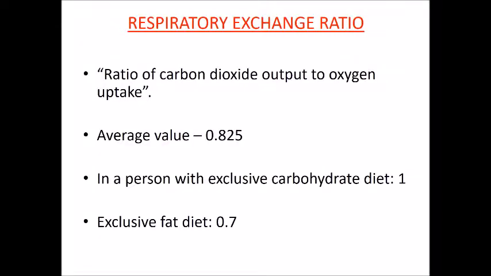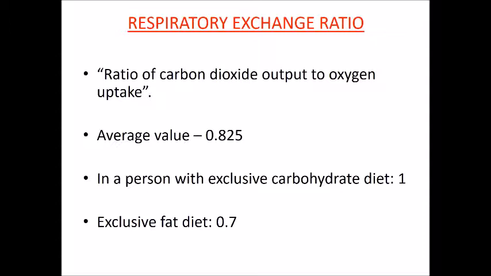Now, after finishing the oxygen and carbon dioxide transport, we must discuss a term, respiratory exchange ratio. It is the ratio of carbon dioxide output to oxygen uptake. Now we know that the carbon dioxide output is 4 ml in 100 ml of the blood, and oxygen uptake is 5 ml in 100 ml of the blood. So 4 divided by 5 gives you the value of 0.8. This is the average value of respiratory exchange ratio, in a person with a balanced diet having enough quantities of carbohydrates, proteins and fat.